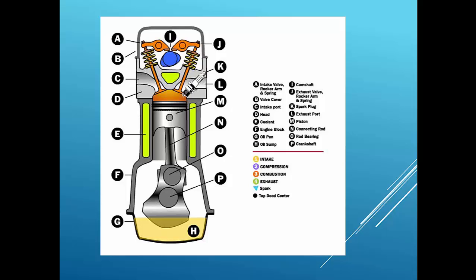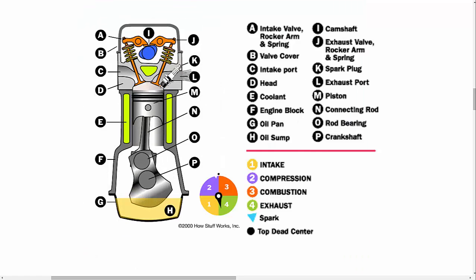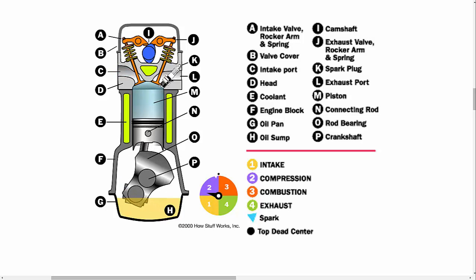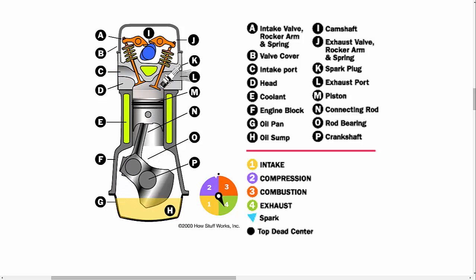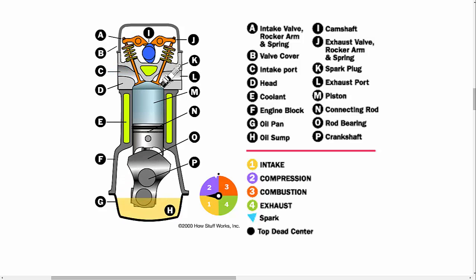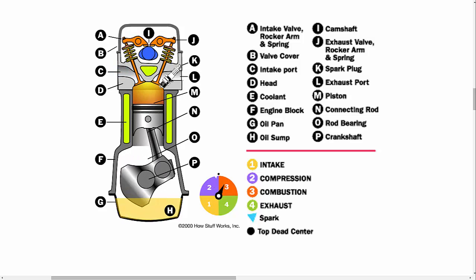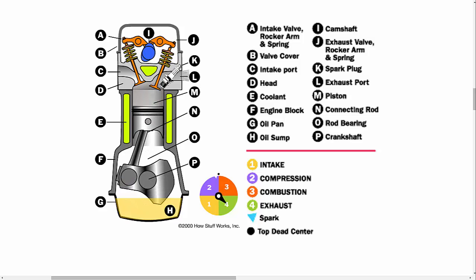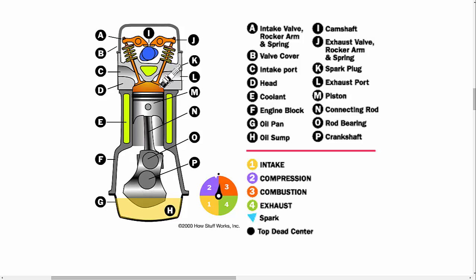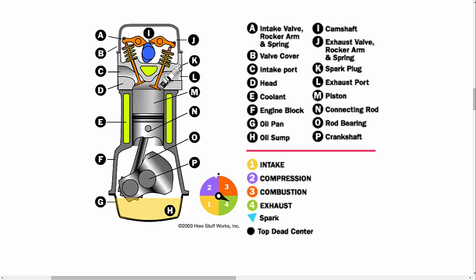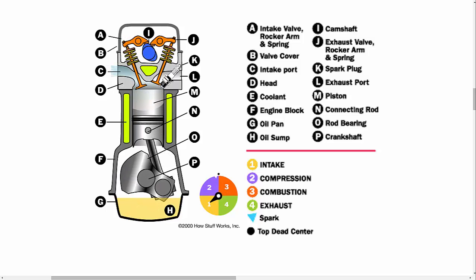Four-stroke combustion cycle in the engine to convert gasoline into motion. The four-stroke approach is known as the Otto cycle, in honor of Nicholas Otto, who invented it in 1867. The four strokes are illustrated here. You have the intake, and then you have the compression stroke, the combustion stroke, and then the exhaust stroke.